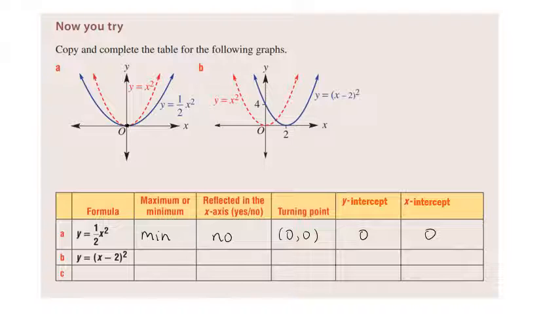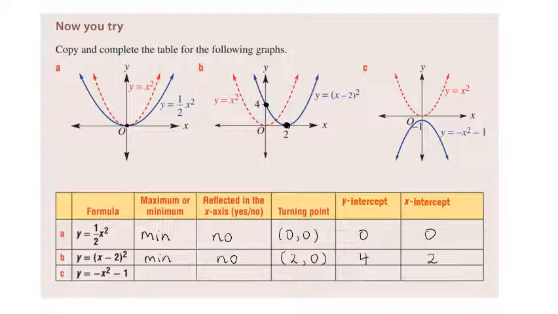Next one. So maximum or minimum also has a minimum, and it has not been flipped over. Its turning point is here. Remember, we write the x first, which is 2, and then the y, which is 0. Its y-intercept, that's up here at 4, and x-intercept is down here at 2.